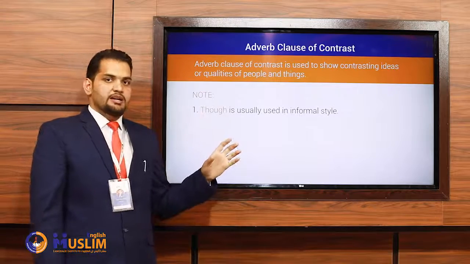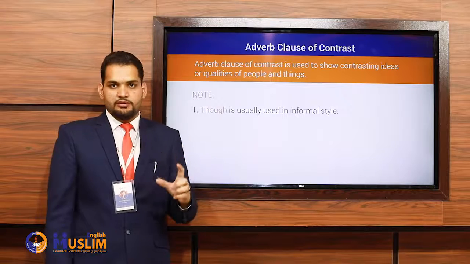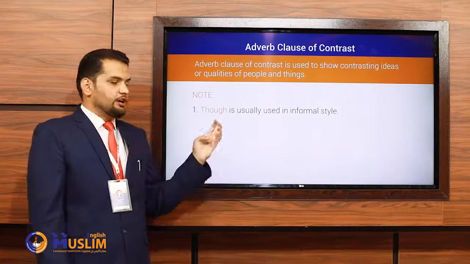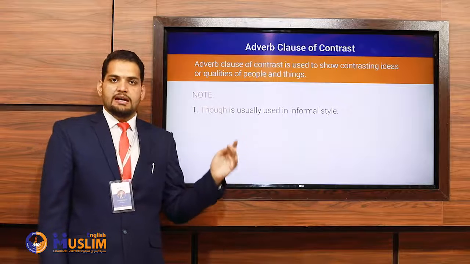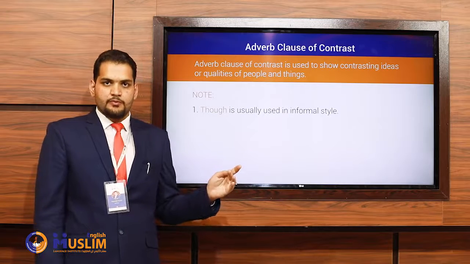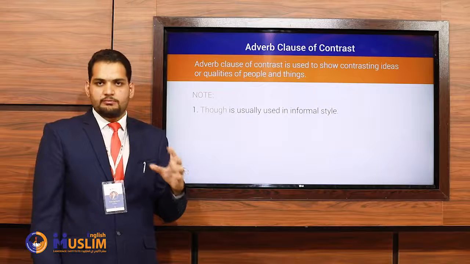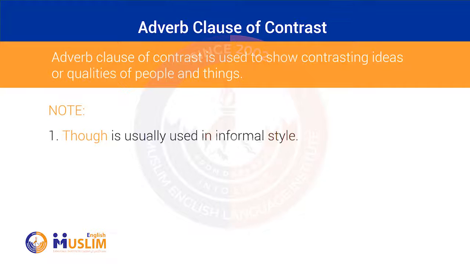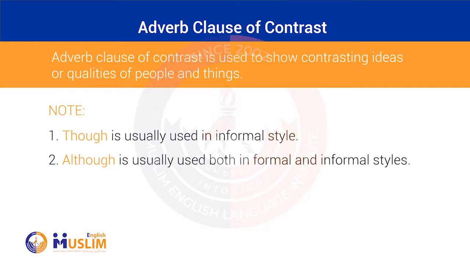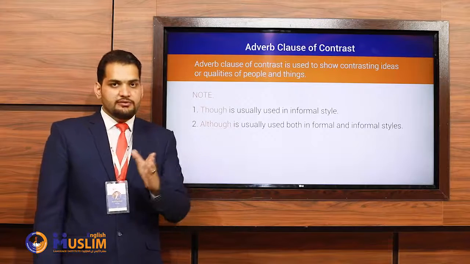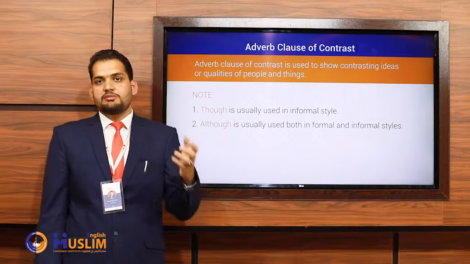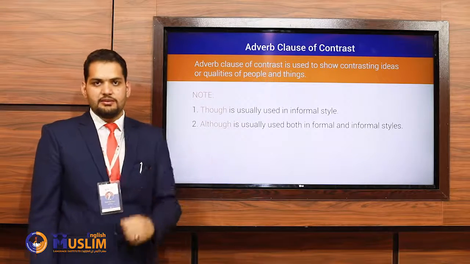Now, if you remember, I told you the markers of adverb clauses of contrast. They are though, although, and even though. There are slight differences between them. What are they? Number 1, though is usually used in informal style, but although is usually used both in formal and informal styles. So remember, though is informal, but although can be both formal and informal.